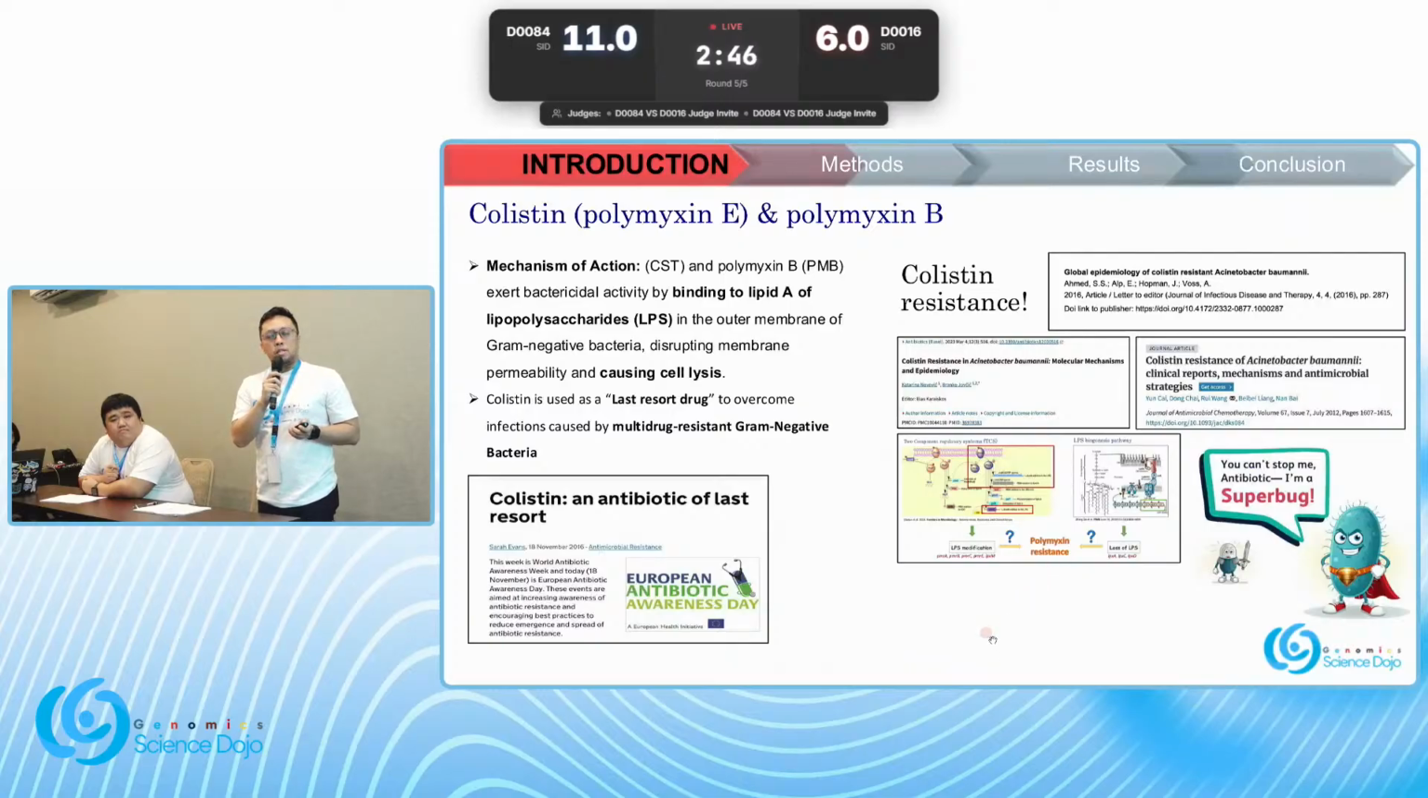Colistin is an antibiotic of the polymyxin class. It works by binding to lipopolysaccharide, causing cell lysis of bacteria. This antibiotic is used as a last resort drug to overcome infections caused by multi-drug resistant gram-negative bacteria. But since the 2000s, colistin-resistant isolates of Acinetobacter baumannii were first reported, and so imagine that we will go back to the era before the antibiotic penicillin was found.